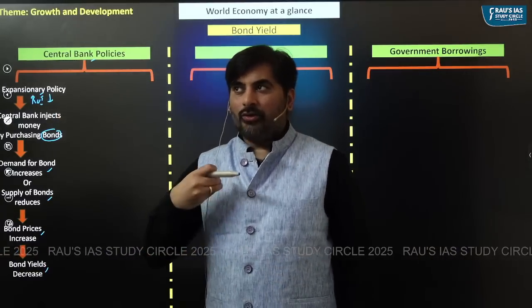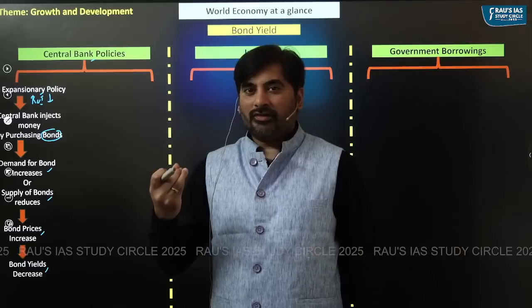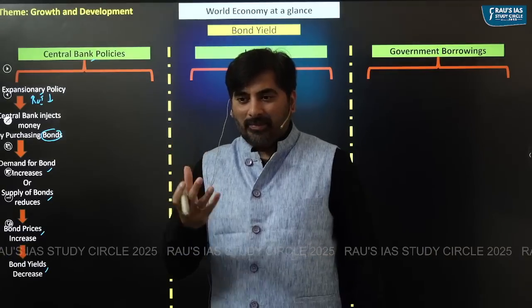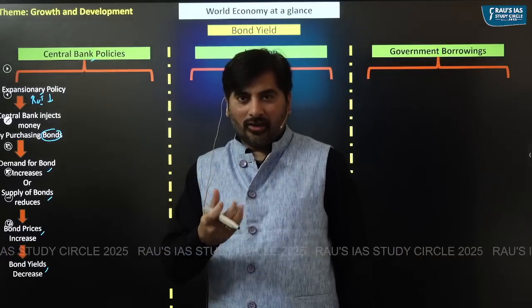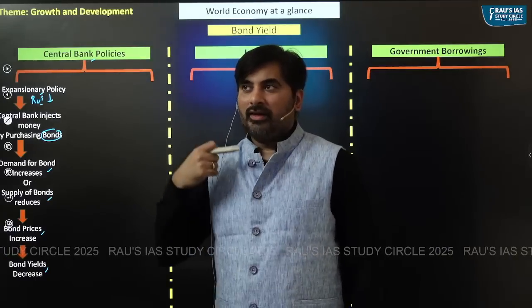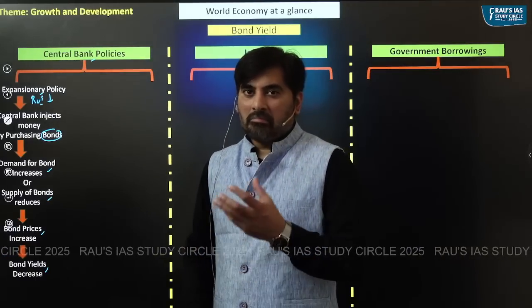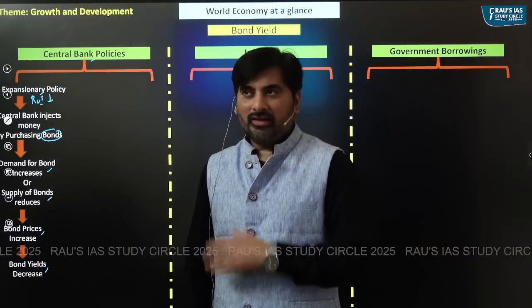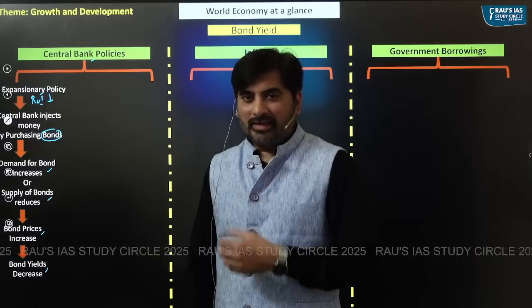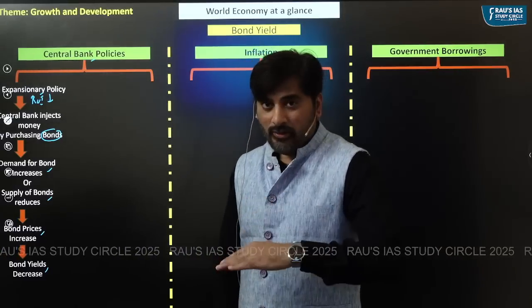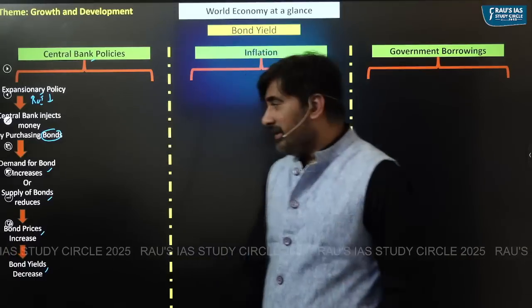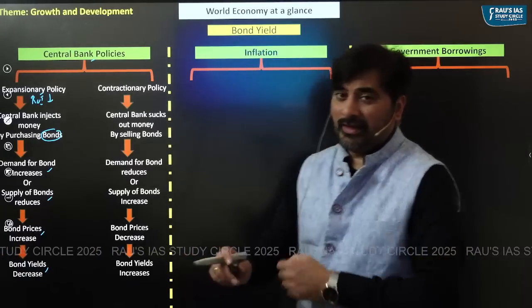So expansionary policy means rate of interest is reducing, bond yield is also reducing. Same logic you have to apply to contractionary policy. So central bank is sucking out money. To suck out money, it is selling bonds. If it sells bonds, the demand for bonds is reducing, supply of bonds is increasing, bond prices will reduce, bond yields will increase. You can look at this particular diagram.